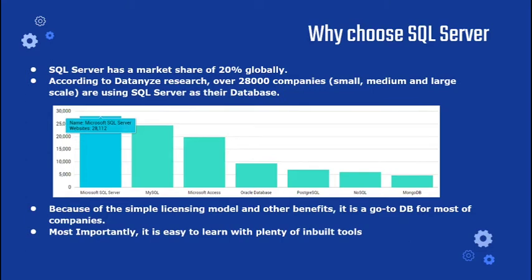There is a company called Data Niche. It has conducted a research, and it has come up with the findings that over 28,000 companies, including small, medium, and large scale companies, are using SQL Server as their database. This is the graph that makes us understand the impact that SQL Server has on the market. There are a total of 28,112 websites that have been developed with SQL Server as their backend. And we have MySQL and Oracle database.